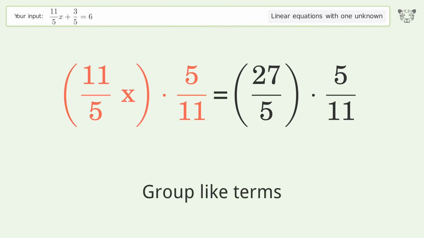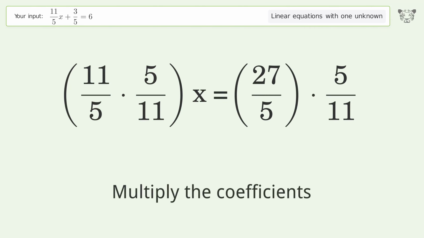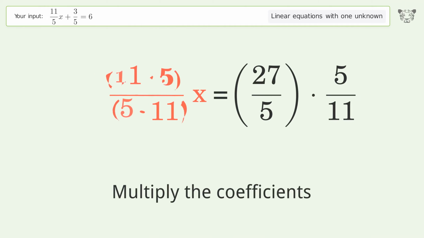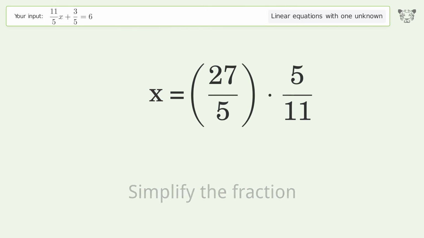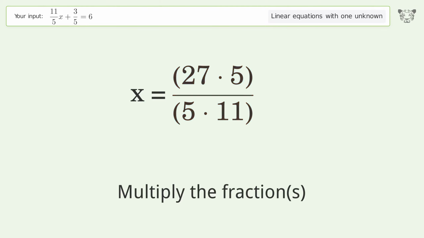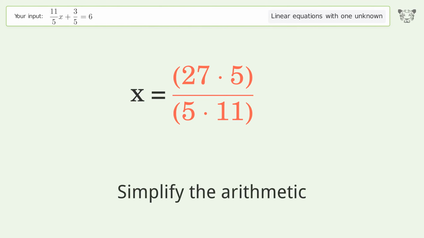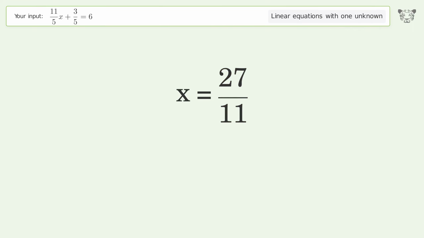Group like terms. Multiply the coefficients. Simplify the fraction. Multiply the fractions. Simplify the arithmetic. And so the final result is x equals 27/11.